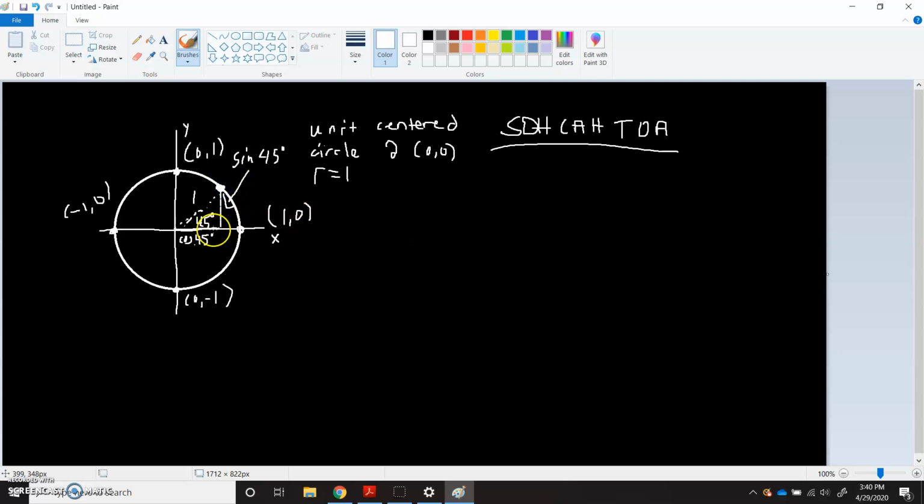So we know this point has the coordinates. I'll write them up here. This is cosine 45 degrees, and the y coordinate is sine of 45 degrees. All right. Now the question is, what do these actually equal? Because we've just given them names. We haven't really done anything mathematical yet with these. But here's how we'll approach it.